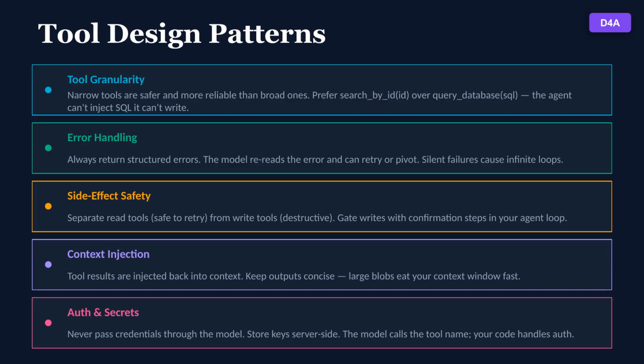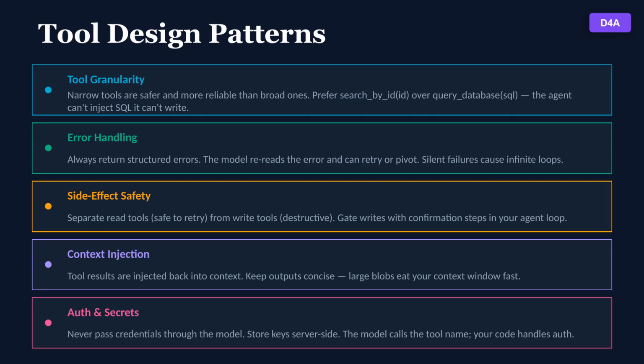5 patterns that make tools reliable. Tool granularity. Narrow tools are safer than broad ones. Use search by ID instead of query database. The agent can't inject SQL it can't write. Error handling. Always return structured errors. The model reads the error and can retry or pivot. Silent failures cause infinite loops.